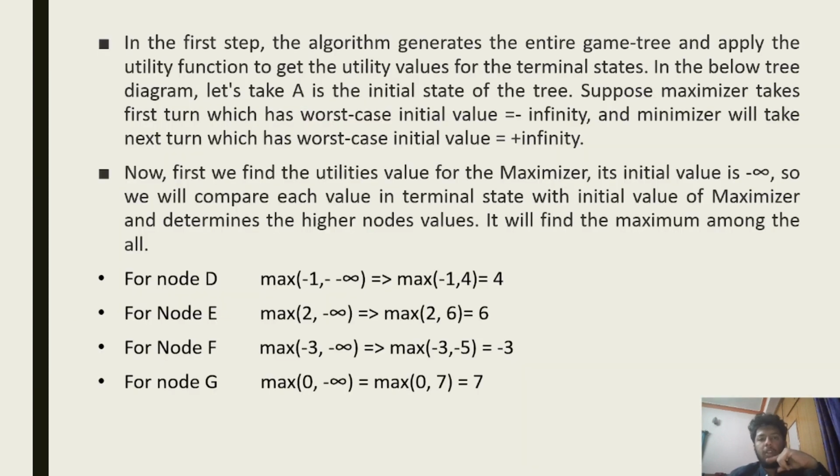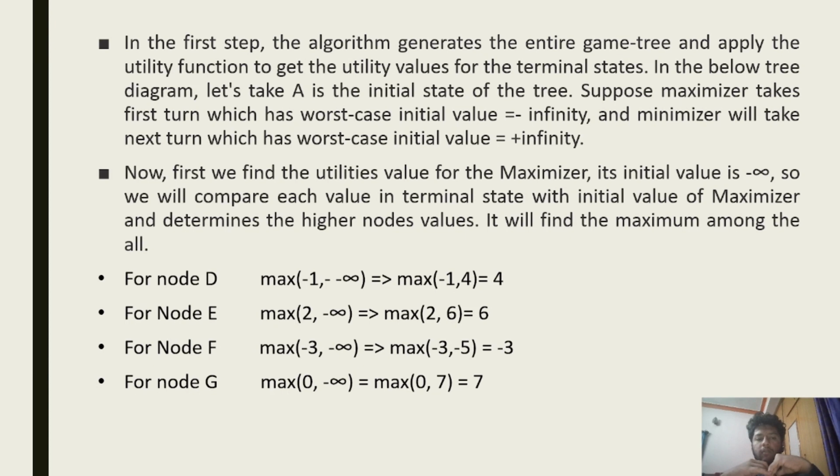So in the first step, the algorithm generates the entire game tree and then applies the utility function to get the utility values for the terminal states. As we just saw in the game tree, A is the initial state of the tree. Suppose the maximizer takes the first turn, which has the worst case initial value, that is -infinity, and the minimizer will be initialized to the worst case initial value, that is +infinity.